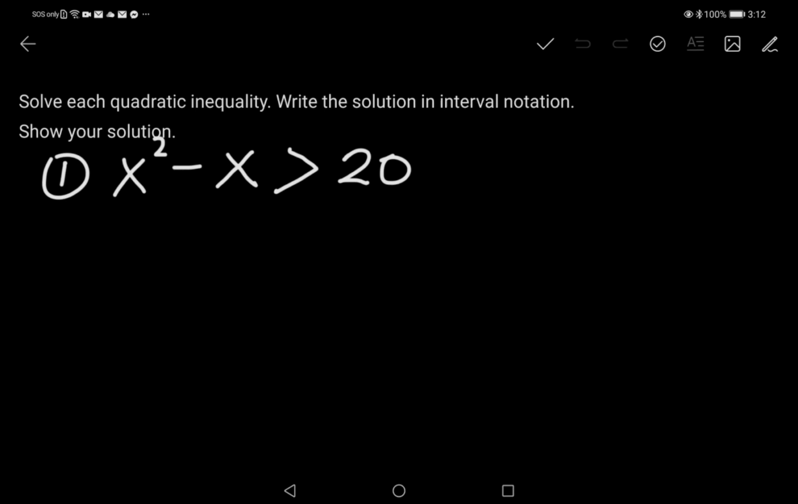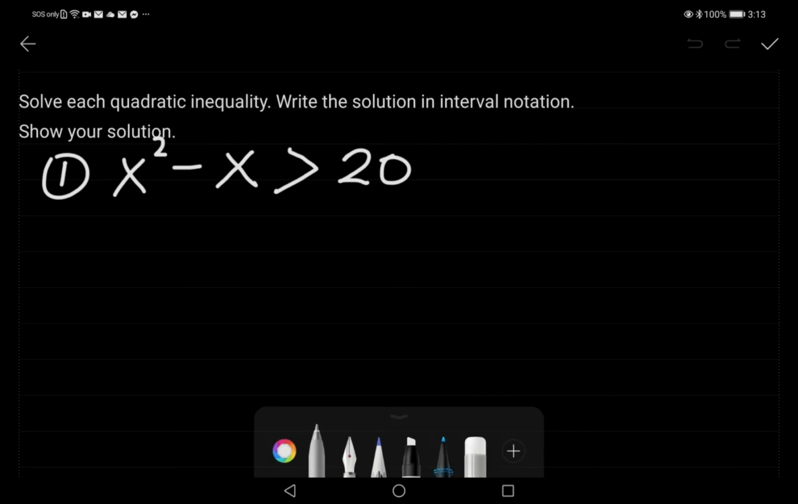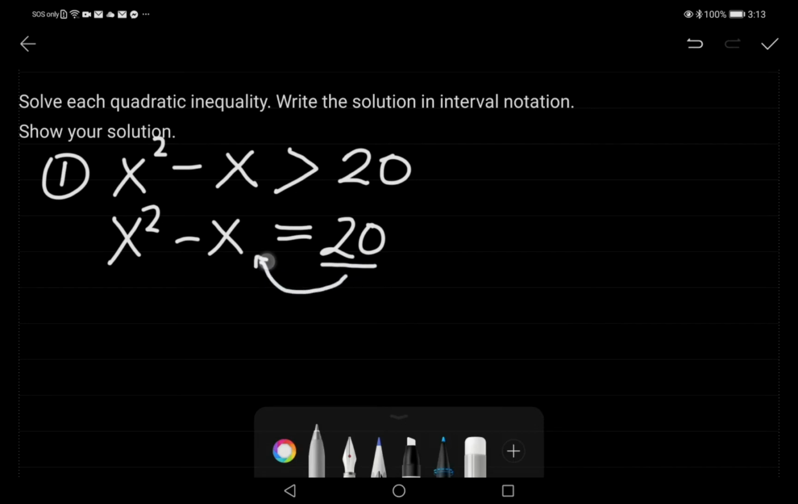So, ang una natong unahon, ang kaning sign, greater than, ato na siyang ilisan og equal sign. So, x squared minus x equals 20. Then, kaning constant nga 20, ato na siyang ibalhin sa left side. So, kanang 20, mahimo na siyang negative. Basta ibalhin mo sa pikas, mahimo na siyang negative.